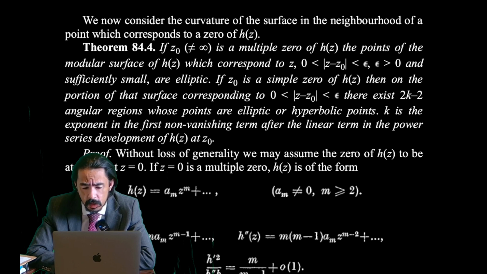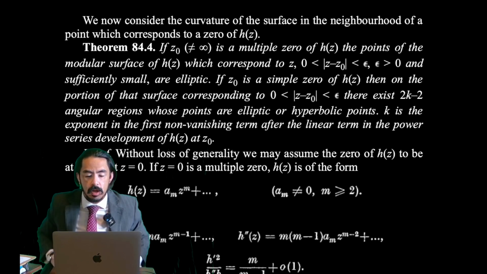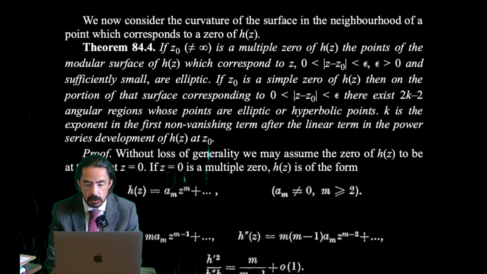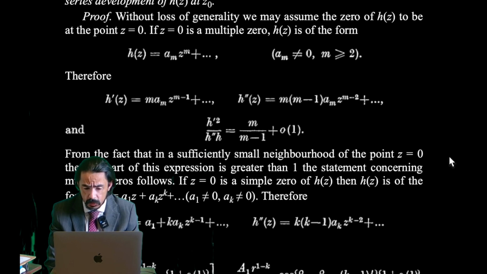on the portion of that surface corresponding to where z is less than epsilon away from z0, there exist 2k minus 2 angular regions whose points are elliptic or hyperbolic points. Lowercase k is the exponent in the first non-vanishing term after the linear term in the power series development of h of z at z0. The proof is as follows.